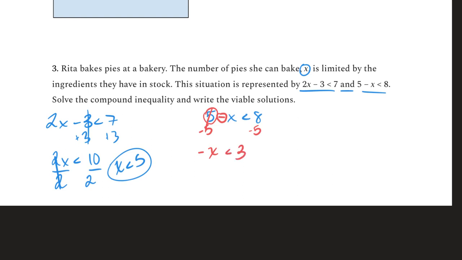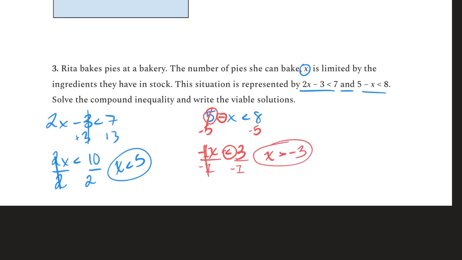All right? Now, consider this a negative 1x. So in that case, we would just divide by what? Well, we would divide by negative 1. Now, we're going to have to flip our sign. We'll get x is greater than negative 3.